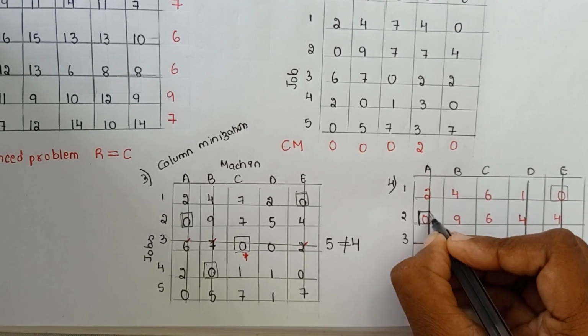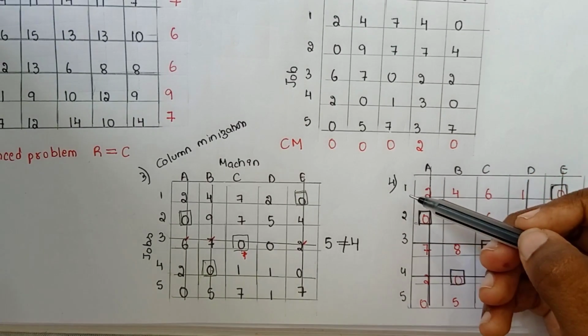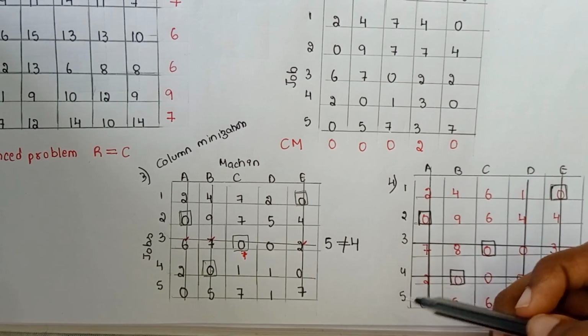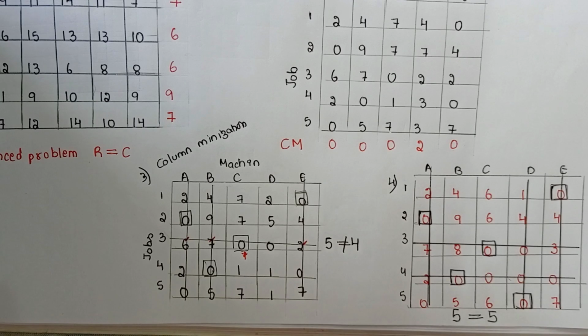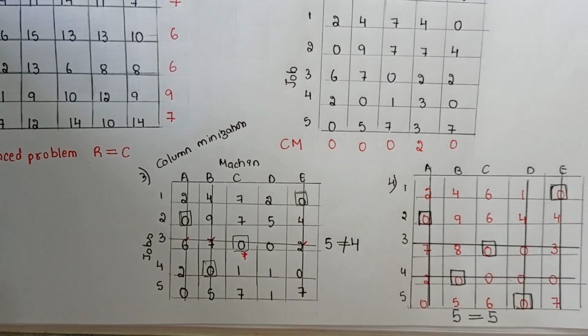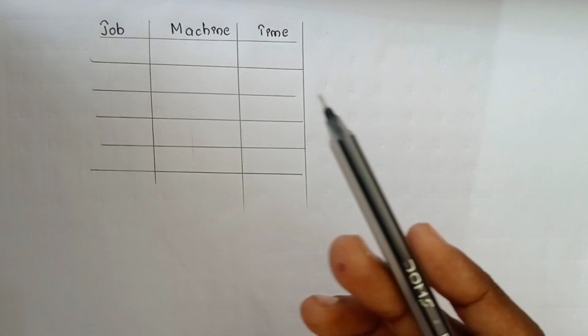Now we have to see how many squares we have. We have got 1, 2, 3, 4 and 5. 5 squares we have got, and the number of rows are 1, 2, 3, 4 and 5. So the number of squares as well as the number of rows are equal. So now we have attained the optimum solution. So if we want to attain the optimum solution, the number of rows and also the number of squares must be equal.